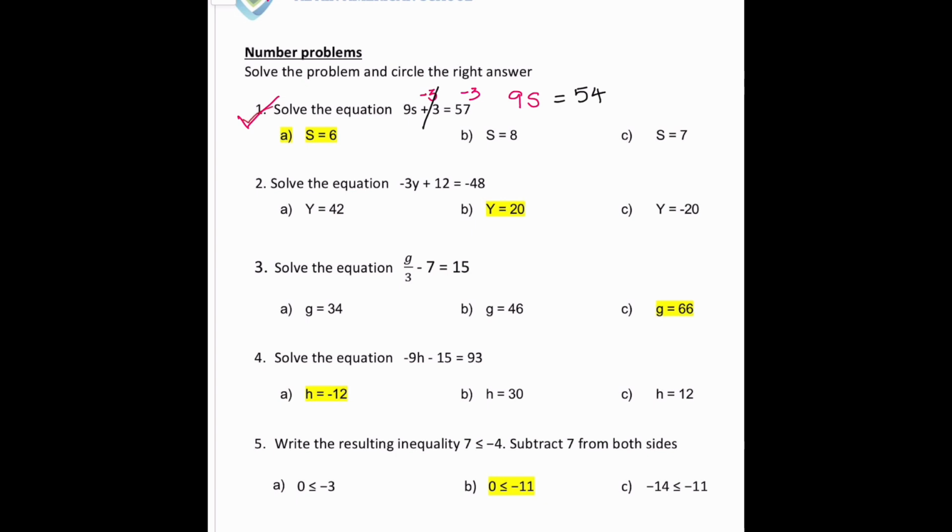Now the first step is you are subtracting 3, and the second step is you are dividing by 9. So if I divide by 9 here, 9 and 9 get cancelled, which is s equals 54 over 9. 54 divided by 9 will be 6. So the answer is s equals 6. This will be your answer.